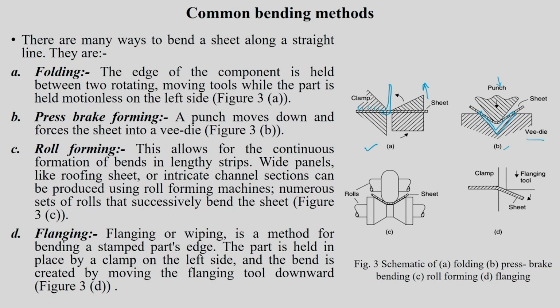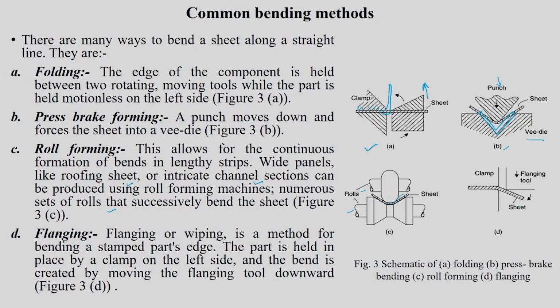Roll forming, as I was telling you, is another method where rolls are used. These are all rolls, and a sheet is kept in between, and the rolls are going to roll and create this type of bending. So you can have channel sections. For example, wide panels like roofing sheets or intricate channel sections can be produced using roll forming machines, and you can have numerous sets of rolls to successfully bend the sheet. It is not just in one section. You can have different sets of rolls, and it gets continuously bent to make any channel section.